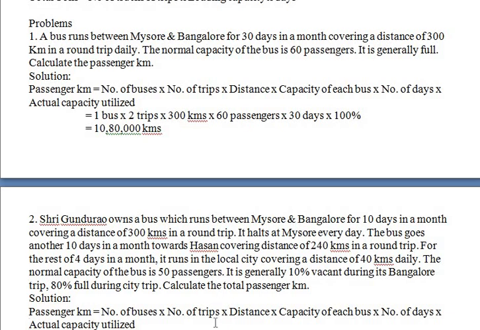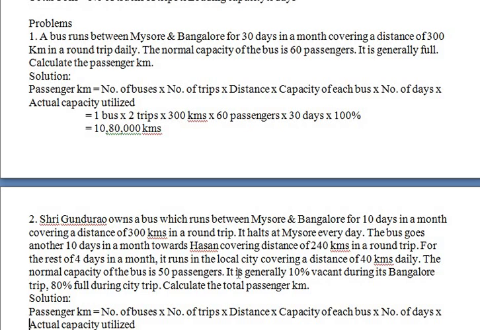Now here, in the first problem we have seen the bus has run the whole month, that is for 30 days, covering distance from Mysore as well as Bangalore. But here in the second problem we are saying only 10 days it goes for Mysore and Bangalore, then it will halt at Mysore, and again 10 days it goes to Hassan for a round trip. Then for the rest of the days, it runs in the local city daily for 4 days.